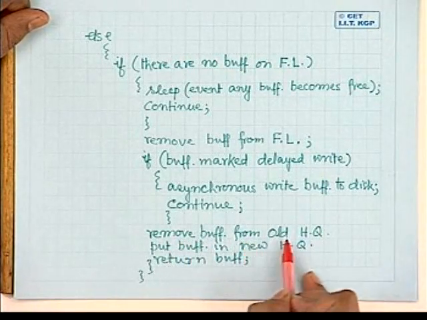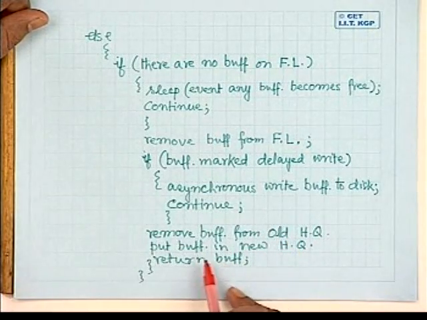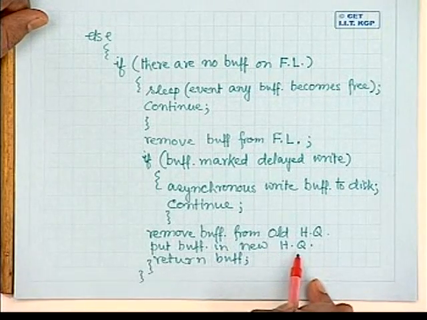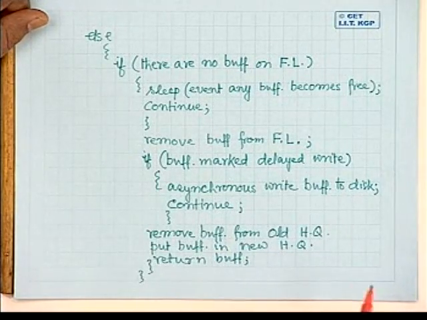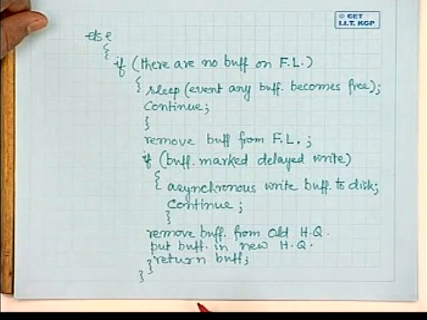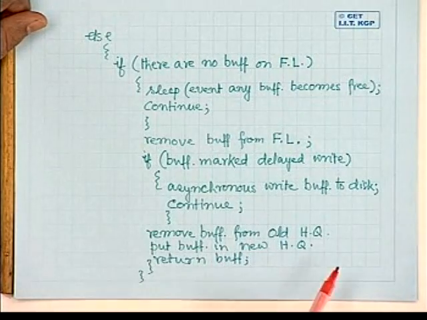But in case the buffer is not marked as delayed write, the buffer will be removed from the old hash queue, because it was containing some data and was present in one of the hash queues. The buffer has to be put into the new hash queue, where this new hash queue will depend upon which block of data is being read and put into the buffer, and the buffer will be returned to the process. Now this buffer can be used for reading in the new block.